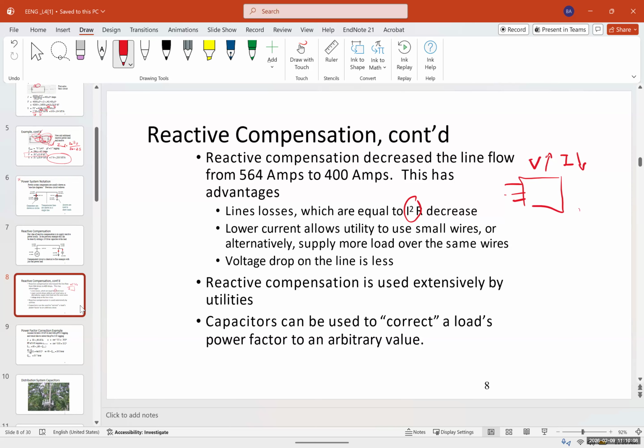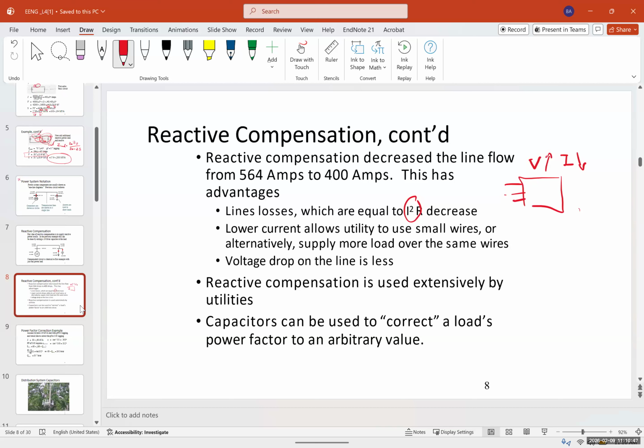Reducing the thickness of the cable reduces the poles, the structure, and the safety measures that we have to put around it. All of that would be reduced. And the other advantage is obviously that the voltage drop on the line is less because we have less loss in the system. Reactive compensation is used extensively by utilities for the reasons mentioned, because we want to reduce loss and we want to reduce the current required to transfer that power.